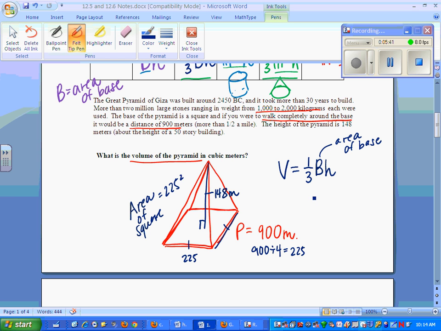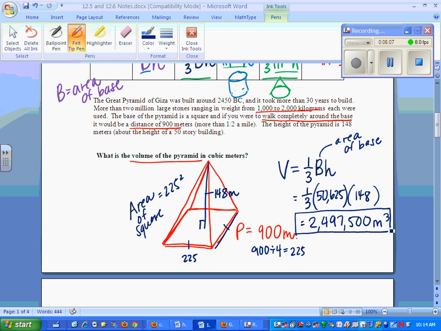50,625. So 1/3 B, B is the area of the square, 50,625, and the height they give us in the problem, 148. If you calculate that out, we get 2,497,500, and I believe we're in meters cubed, and that is the volume of the pyramid in cubic meters.